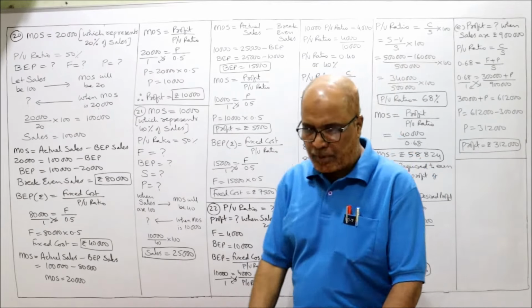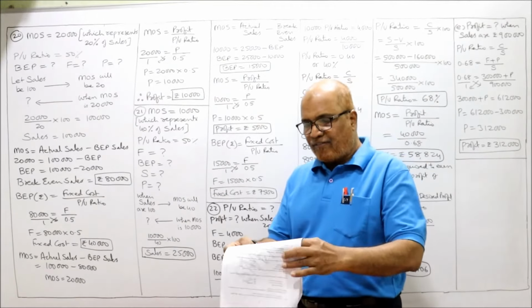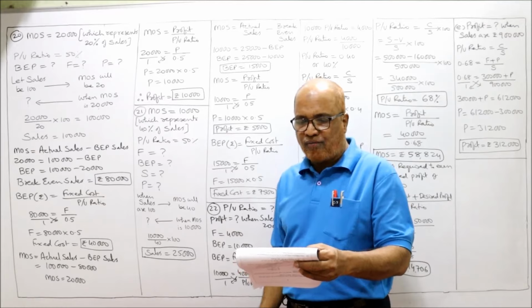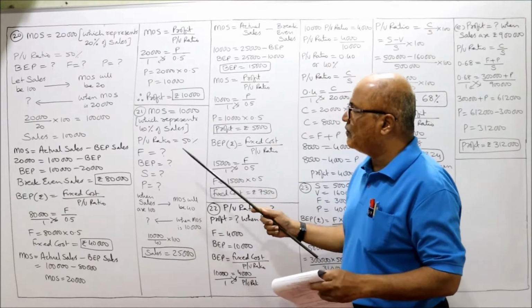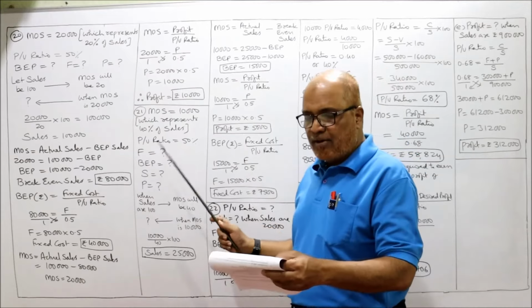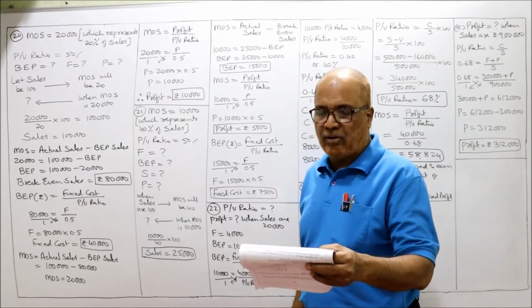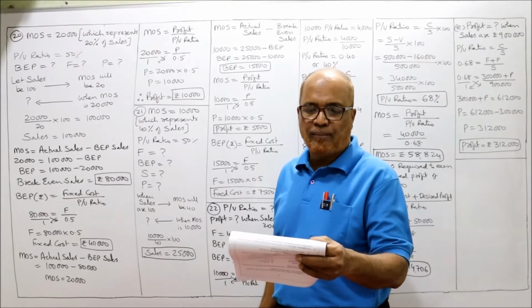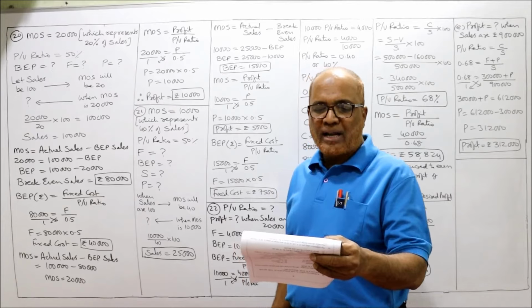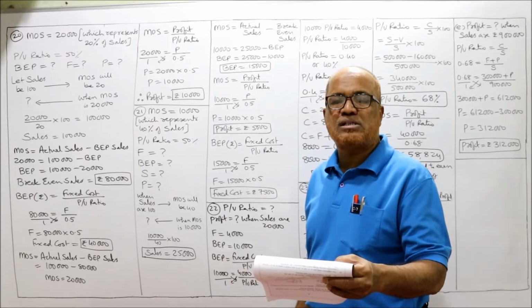Now the 21st problem. Problem number 21, you see carefully. From the following particulars, find out fixed cost. Fixed cost we have to find out. So I am writing down first of all what is the information given. Fixed cost we have to find out. Then break-even sales, BEP, we have to find out. Total sales, meaning actual sales, we have to find out. And profit.